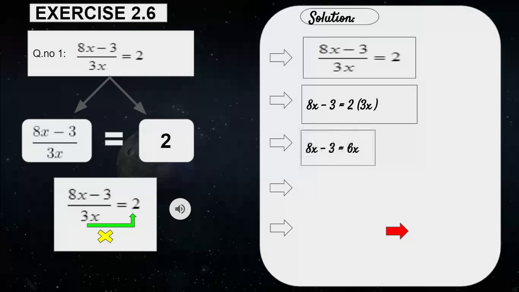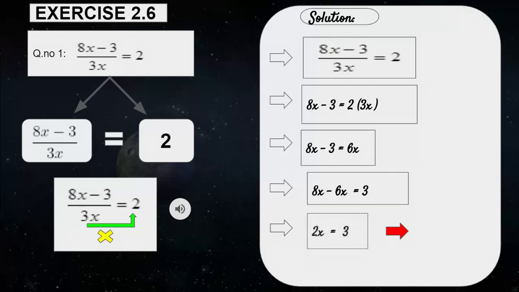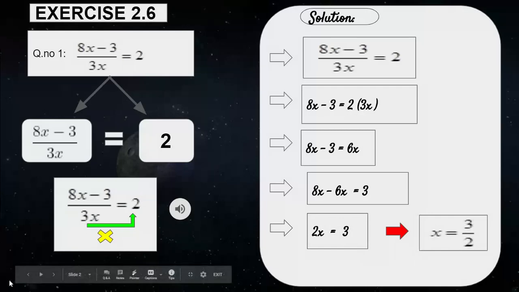Now we can shift the variable to one side and constant to other side. So 8x minus 6x is equal to minus 3 will shift to right side, that is plus 3. So is equal to 3. 8 minus 6, 2. So 2x is equal to 3. Therefore x is equal to 3 upon 2. Therefore the value of x is 3 upon 2.